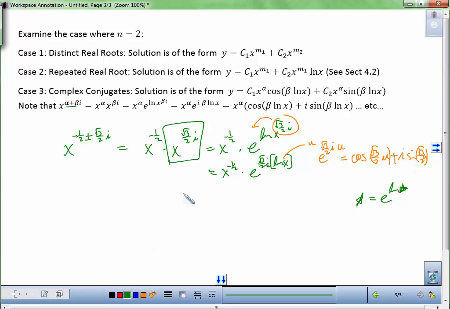So this becomes x to the negative 1/2 times cosine of root 3 over 2, and then instead of u, let's put back the ln x. You don't keep the i, but these will be the two linearly independent solutions that we have, and the i gets blended with the constant. Then x to the negative 1/2 sine root 3 over 2 ln x.